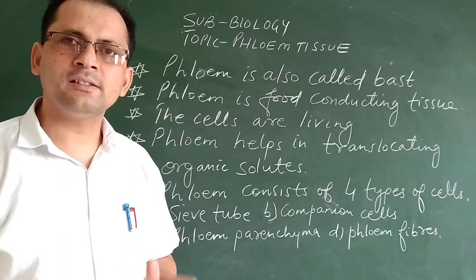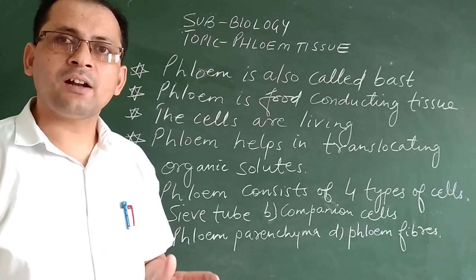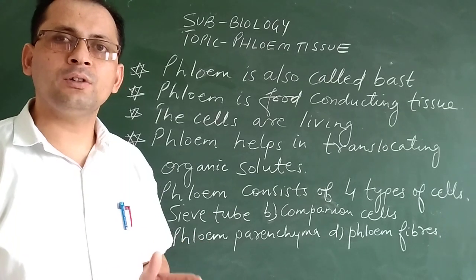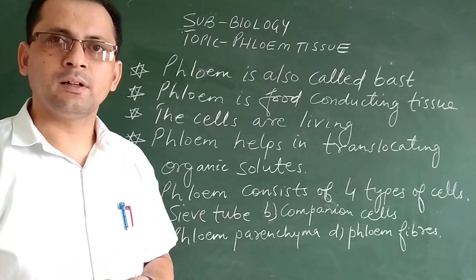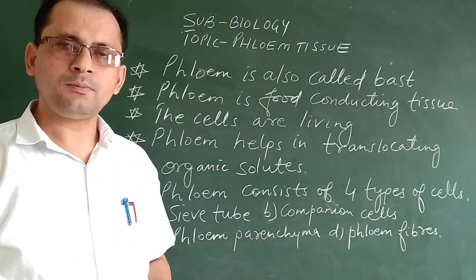First, the phloem tissue is also called bast. It is basically present on the bark of the plant, the outer covering of the plant. Second, phloem is a food conducting tissue.